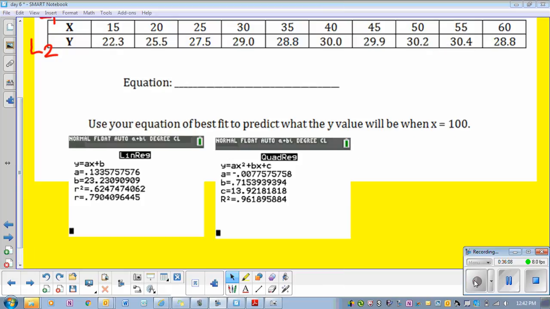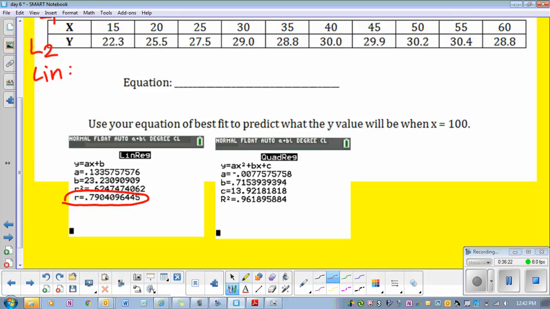So I put in all my data points, and I did my lin reg and my quad reg, right? So what I would do, guys, is write lin and then put the last number. Okay? So lin reg is 0.7904. So then quad is 0.9619, right? So then which one should you use?